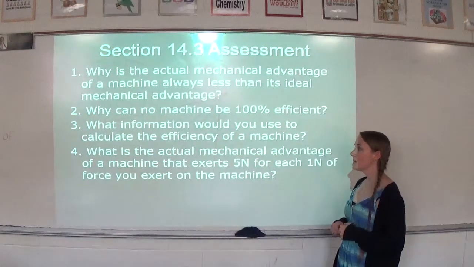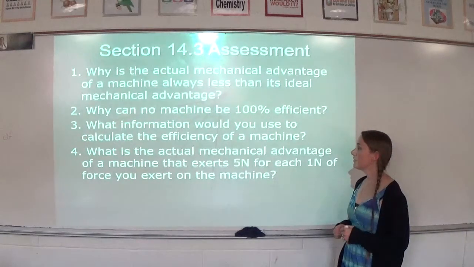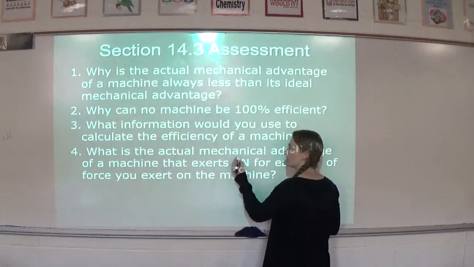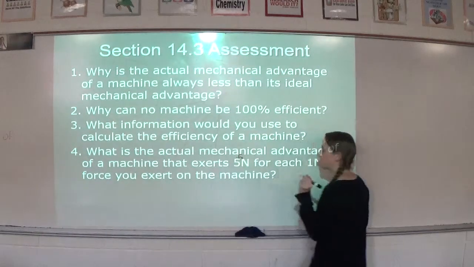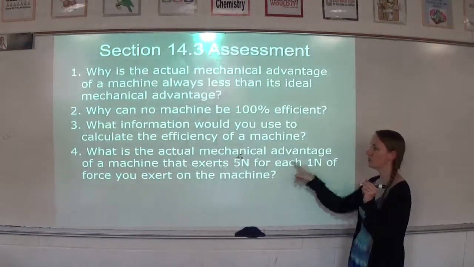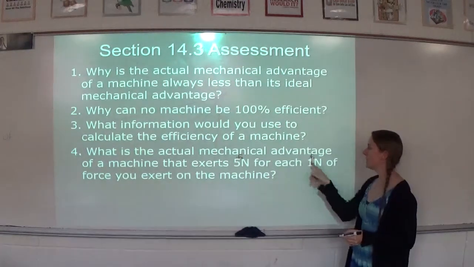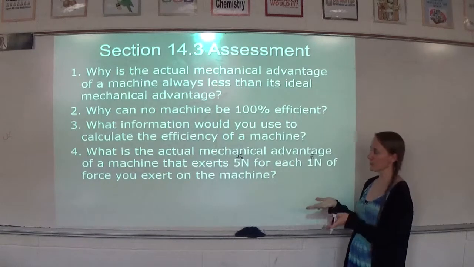Number 4, it says, what is the actual mechanical advantage of a machine that exerts 5 newtons for each 1 newton of force you exert on the machine? So this is what the machine does, and this is a force, so this is our output force. And that's my input force. Again, I use FO and FI to be output force and input force.